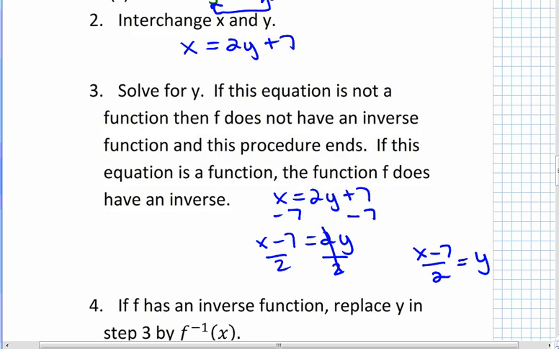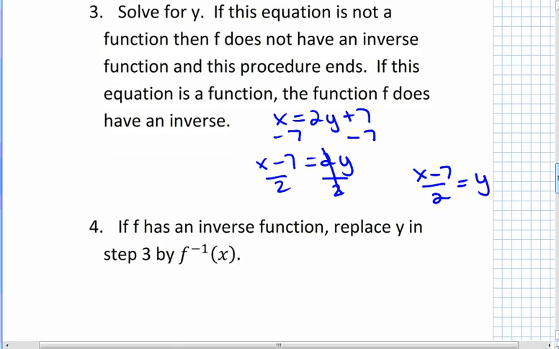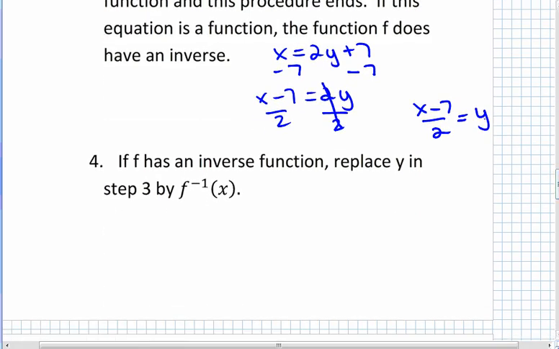If the resulting equation is not a function, then f does not have an inverse function and the procedure ends. If this equation is a function, the function f does have an inverse. And notice x minus 7 over 2 is a function, so therefore I will just replace the y with f inverse of x, and there is the inverse, x minus 7 over 2.